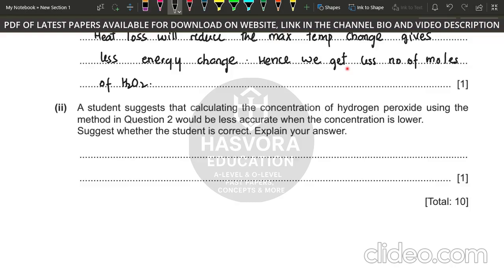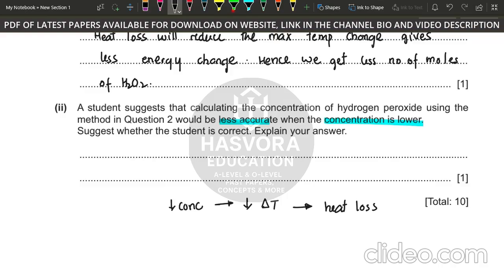The second part says a student suggests that calculating the concentration of hydrogen peroxide using the method in question 2 would be less accurate when the concentration is lower. So what happens when the concentration is lower? There will be less temperature change, and when there is less temperature change and heat loss is involved, there will be more percentage error, because you already have less temperature change.